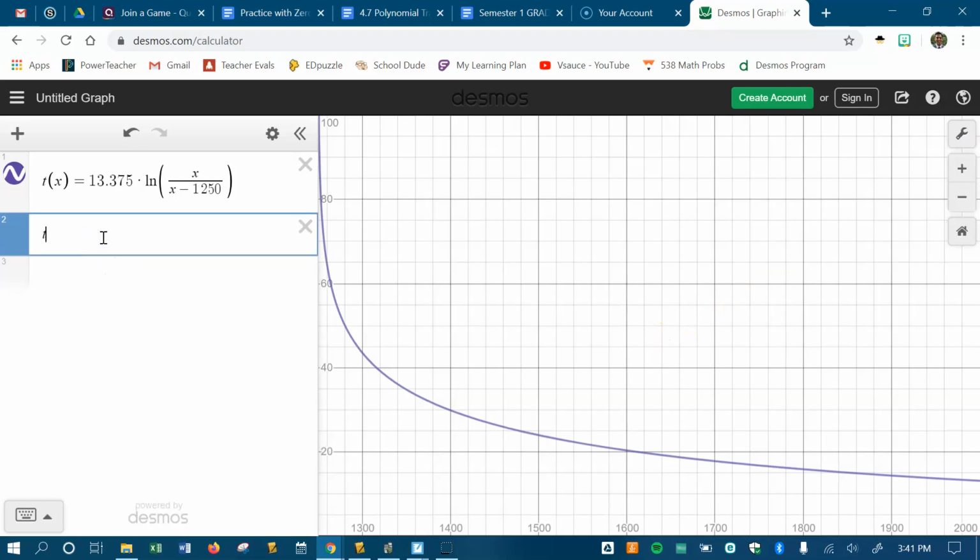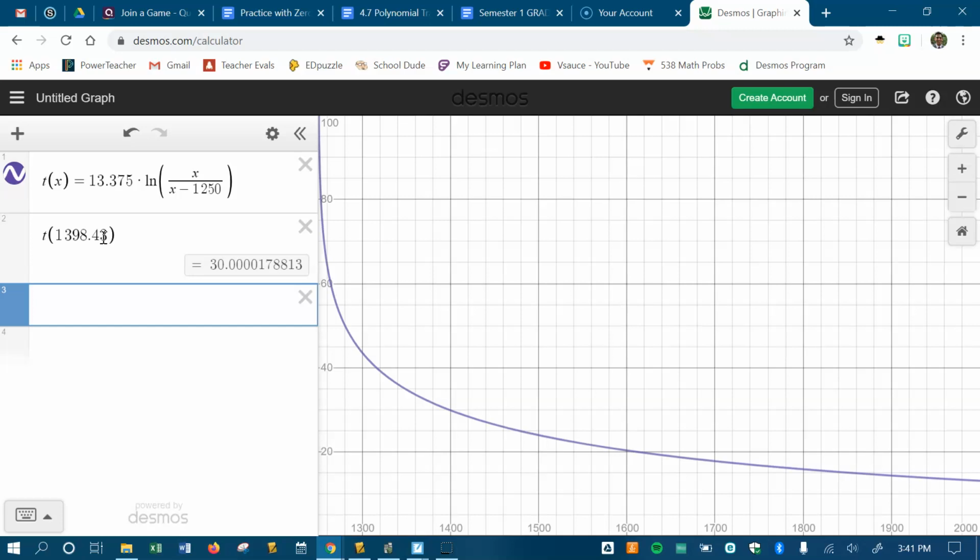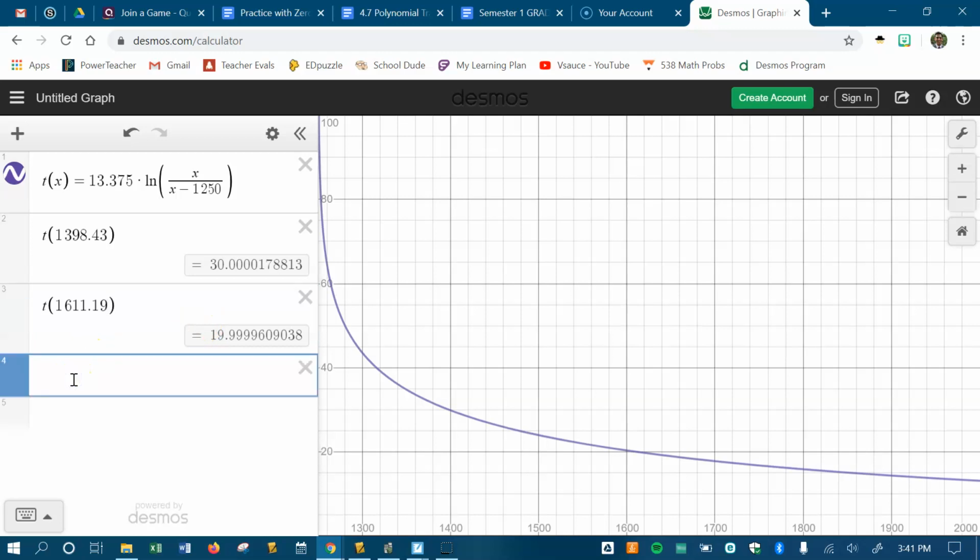So T of the first one means that our mortgage term was 30 years. For the second one, T of 1611.19, that means our term was 20 years. So the more you pay in, the less time you have to pay it over, and the less interest you pay.